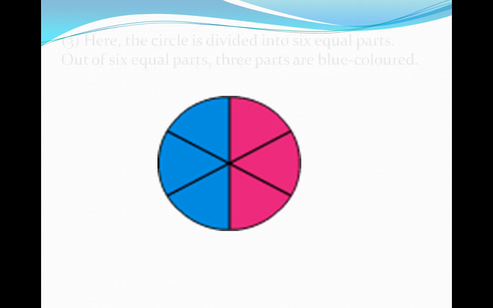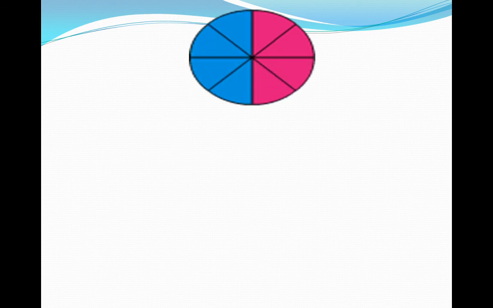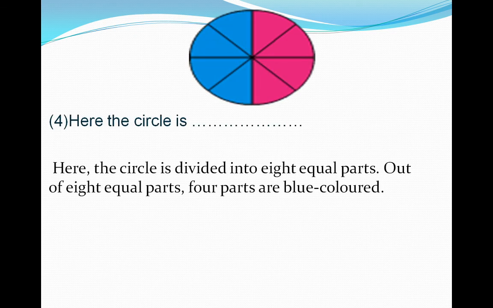Now look at this picture. Here the circle is divided into 6 equal parts. Out of 6 equal parts, 3 parts are blue colored. Here the circle is divided into 8 equal parts, and out of 8 equal parts, 4 parts are blue colored. Look at here, 1, 2, 3, 4 parts are blue colored, and 1, 2, 3, 4 parts are red colored.